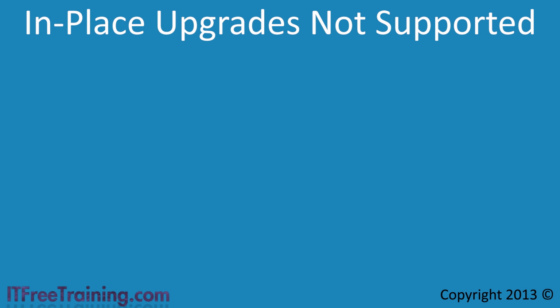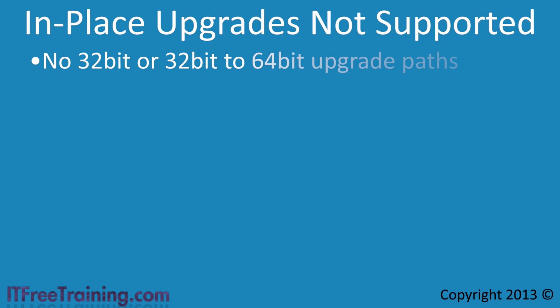Before I look at the in-place upgrade paths that are available, I will first look at what upgrades are not supported. First, no 32-bit or 32-bit to 64-bit upgrades are supported. Windows Server 2012 does not have a 32-bit version, so there is no 32-bit version to upgrade to. If you are running a 32-bit version of Windows Server, you will need to perform a migration in order to get to Windows Server 2012, since an in-place upgrade between different architecture is not supported, like 32-bit to 64-bit.